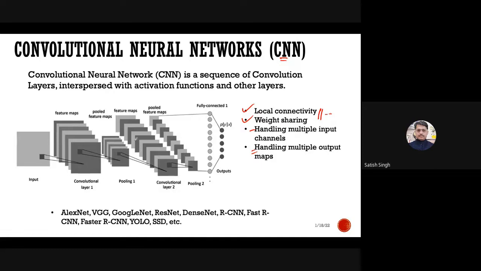So here, suppose we talk about this layer. With multiple input channels, multiple output feature maps will be generated. So this kind of thing is there. So typical models: AlexNet, VGG, GoogleNet, ResNet, DenseNet, RCNN, Fast RCNN, Faster RCNN, YOLO, SSD, and many more. CNN-based architectures are available for a variety of applications.